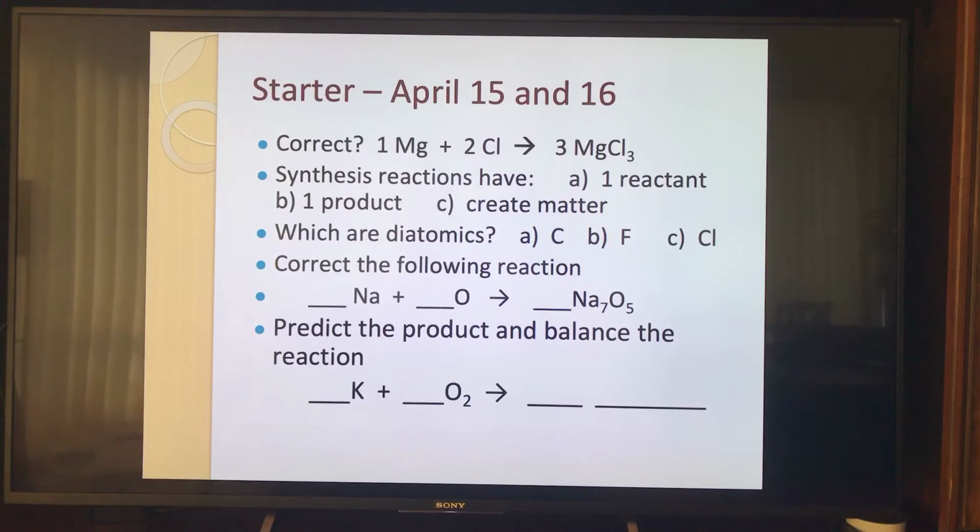I'm just going to read through those one more time for you. I want to know if that first one, Mg plus 2Cl, is correct in producing 3 MgCl3. I want to know what a synthesis reaction is and identify some diatomics. I want to know what the correct reaction would actually look like between sodium and oxygen, and also predict the product and balance the reaction between potassium and oxygen.